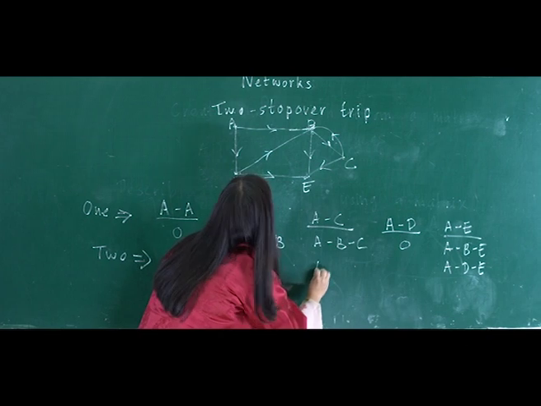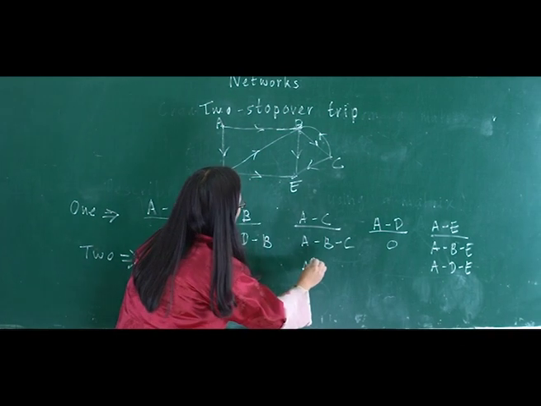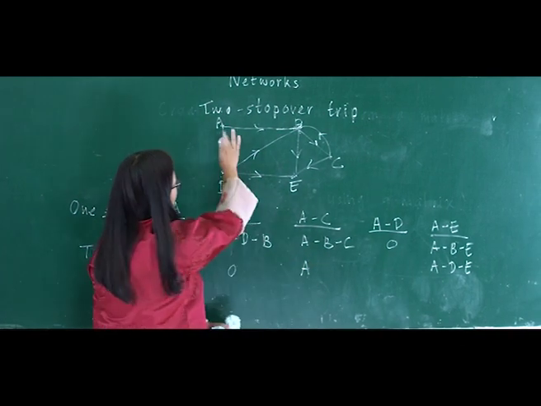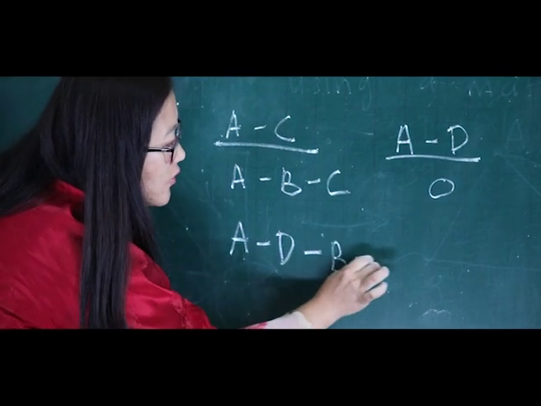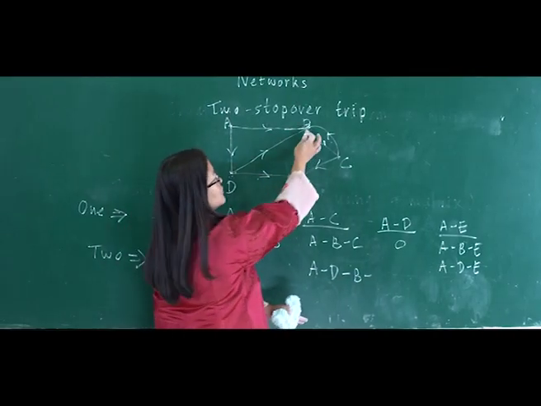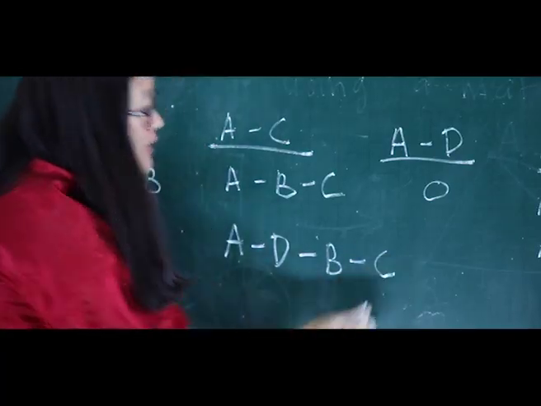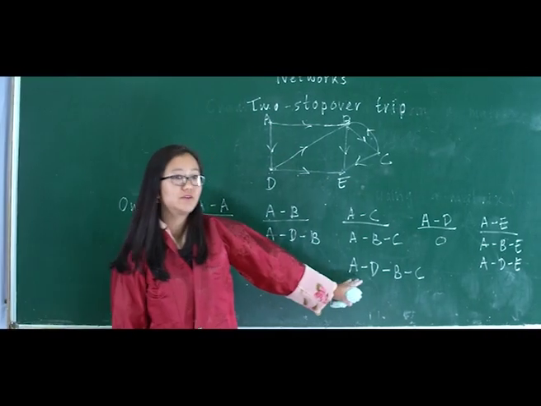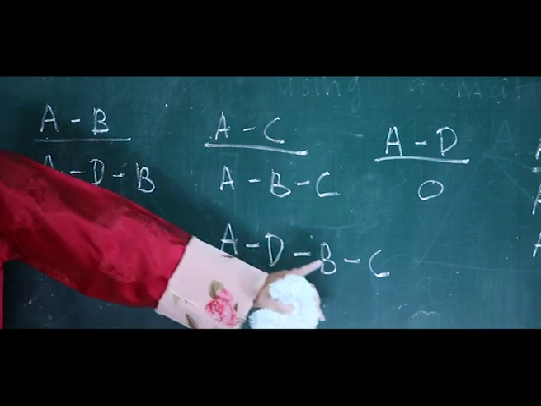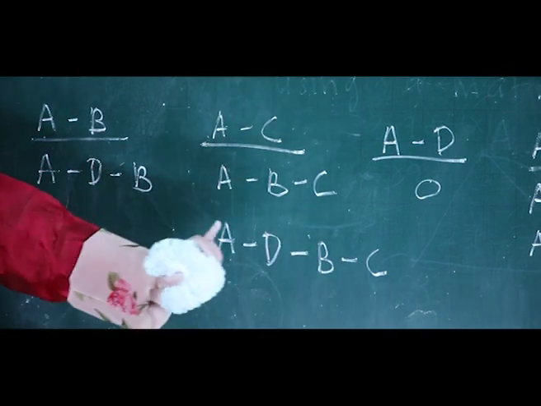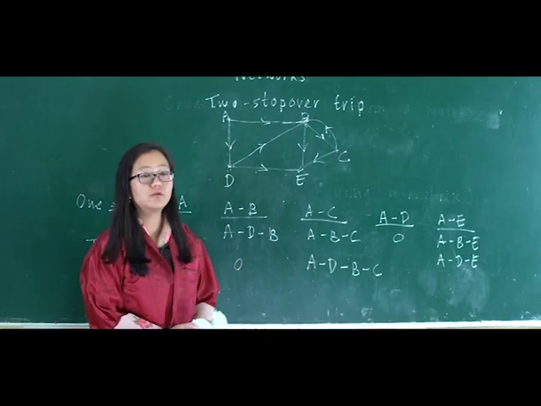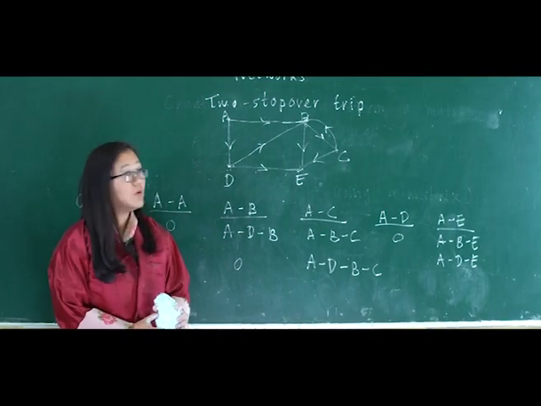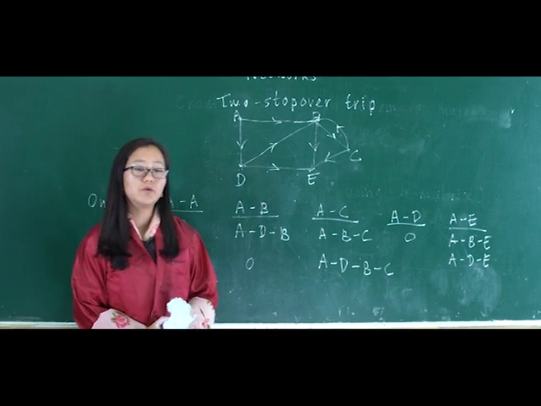We're going from A to C, right? Okay, A, D, then from D I can go up to B, then there is a route from B to C. So here you can see the difference. I stopped at two different places before getting to my final destination C. So that's how you move on to find one stopover trip and two stopover trip.